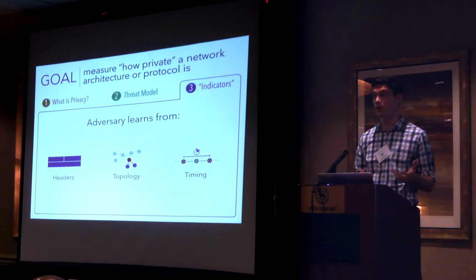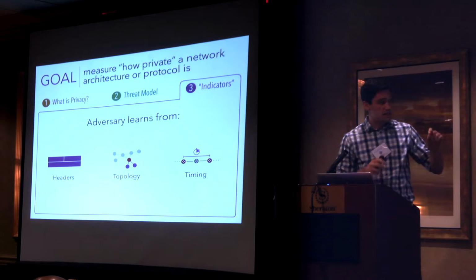And now the last piece of the problem is what I call indicators, for lack of a better word. So these are the different sources of information that the adversary can use to try to break a user's privacy. And the three primary ones are packet headers, topology, and timing. So headers obviously leak information about where the packet came from and where it's going. But topology can do this as well, right? So an obvious example is if I'm sniffing the Wi-Fi in Starbucks, the packets I'm seeing are probably being sent by the people sitting in Starbucks with me. And then timing is important as well, especially if you're trying to analyze something like Tor.